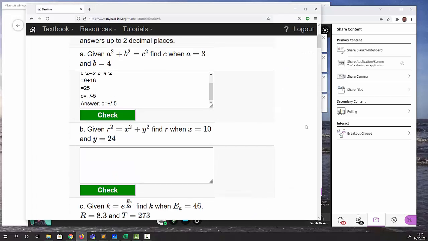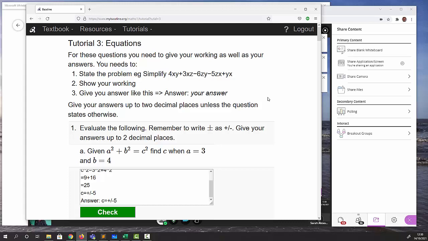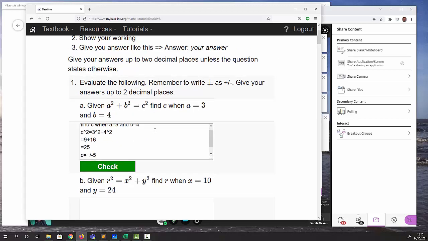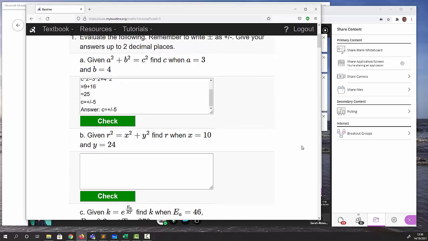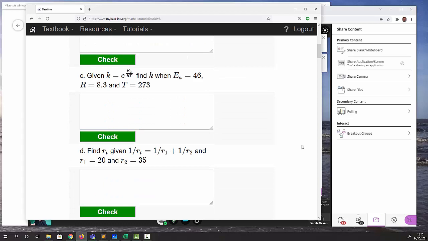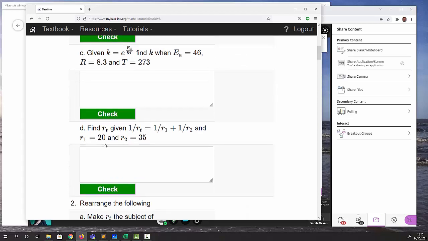Okay, so this is on equations. I've given you an example of how I would expect you to answer question 1. 1b, 1c, 1d. Yeah, you're just putting numbers into these to get the values. 1d is slightly different because I want RT given 1 over R1 and 1 over R2.